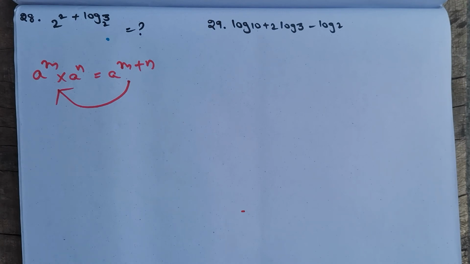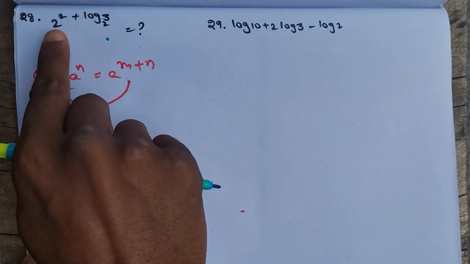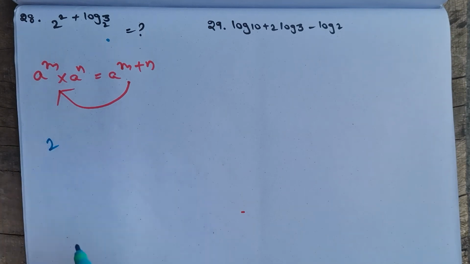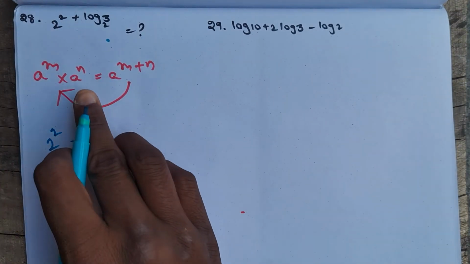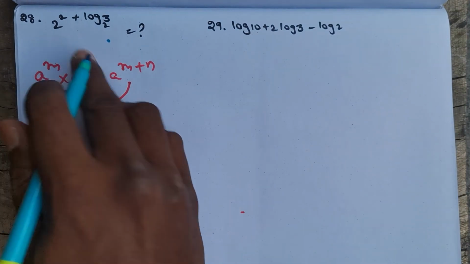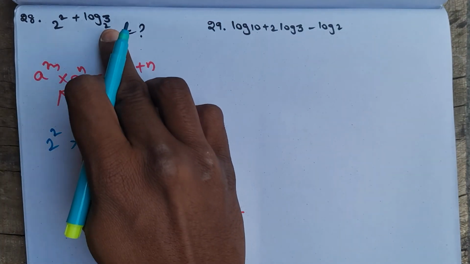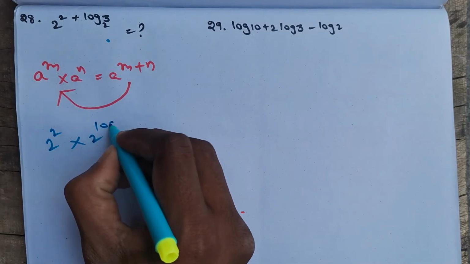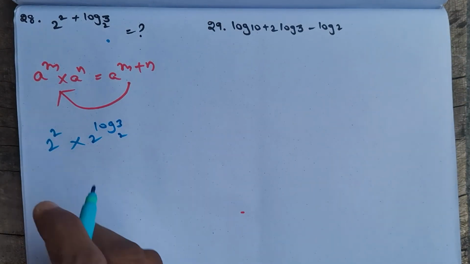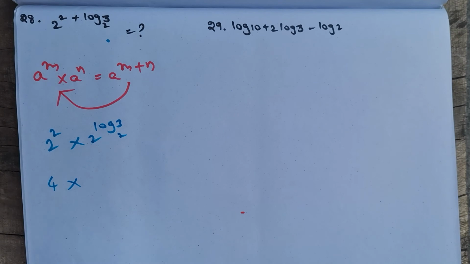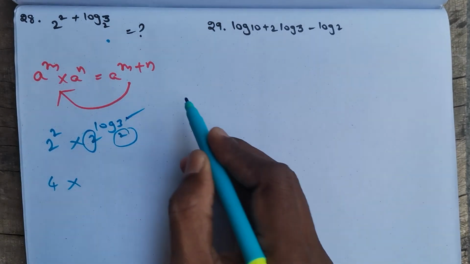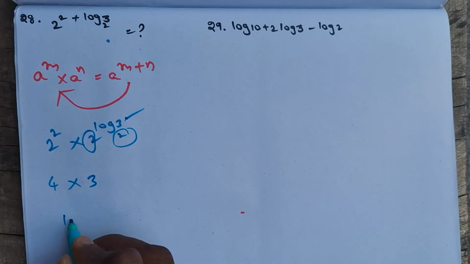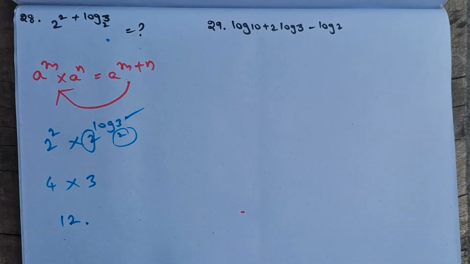So here a is nothing but 2, so 2 power m, where m is nothing but 2 again, into a power n. A is nothing but 2, n is nothing but log 3 base 2. So 2 power log 3 base 2. 2 power 2 is 4 into 2 power log 3 base 2. If these two numbers are the same, then this will be the answer 3. 4 3s are 12. This is also one of the formulas which we have in logarithms.